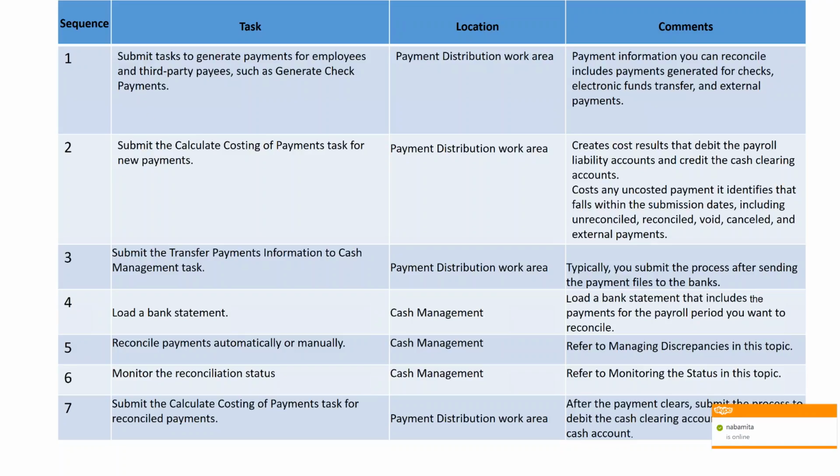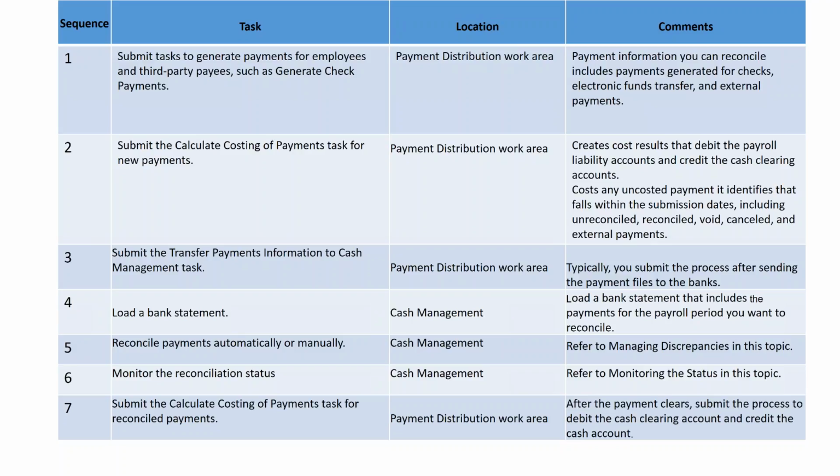So it could be the EFT or the generate check payment process that we do at the payroll end. Then we need to submit the calculate costing of payment tasks. What the calculate costing of payment task does is it debits the payroll liability account and credits the cash clearing account. And if there is something uncosted or something that didn't match the debit and the credit, it goes into the void or unreconciled payment.